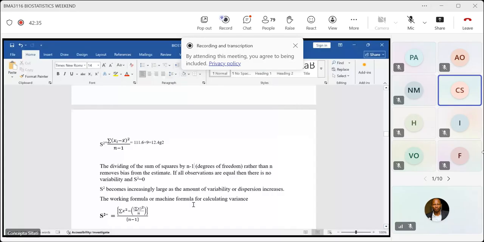The working formula or machine formula for calculating variance is this one. This formula is what I normally put in my exams. So it's always important that I put it here and everybody sees it and we use it. So when we want to use this formula, then we don't use the simple one here. But many times students want to stick to the simple one. But there's something I want to show you. Have we seen that formula that I'm talking about?